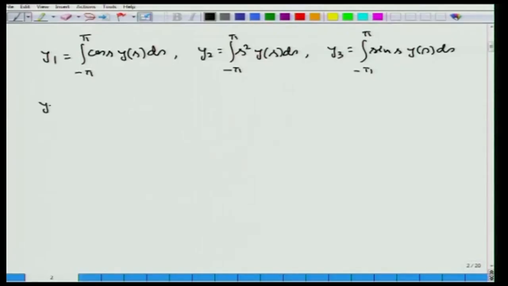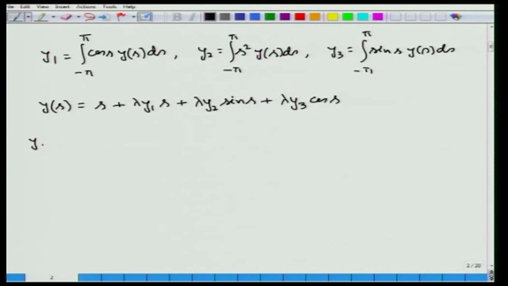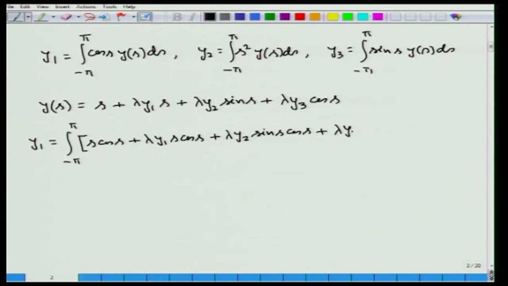Alternatively, we can think that y s is equal to s plus lambda y 1 s plus lambda y 2 sin s plus lambda y 3 cosine s. With this definition for y s, we can substitute it into the definitions for y 1, y 2, y 3 in order to construct the system of linear equations. Therefore, from the definition of y 1, we can write y 1 equal to integral minus pi to plus pi of s cosine s plus lambda y 1 s cosine s plus lambda y 2 sine s cosine s plus lambda y 3 cosine square s d s.